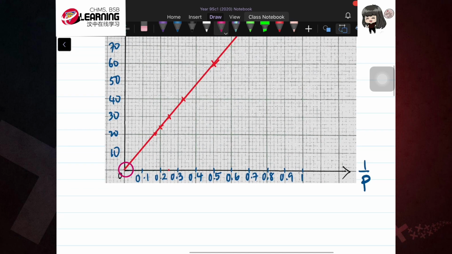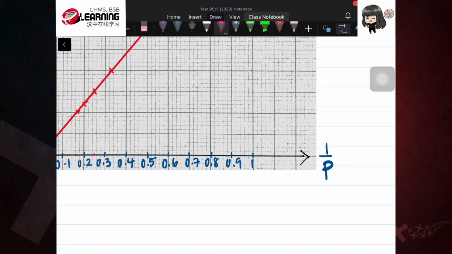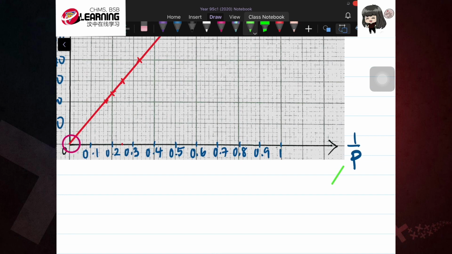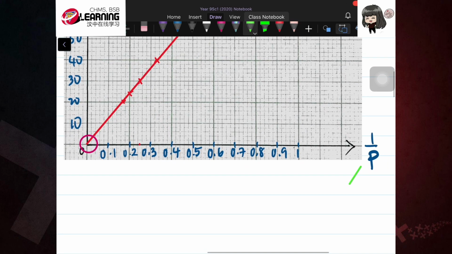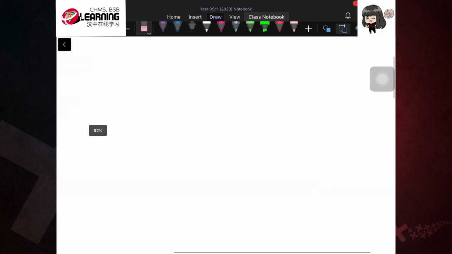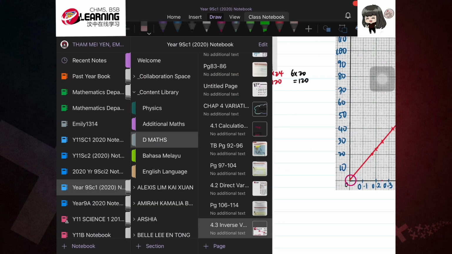Why do I say that it doesn't include 0? Because this is your 1 over p, your x-axis is 1 over p. So if it's 0, it means 1 over p is 0, and p is 0. What happens with 1 over 0? If you press the calculator, it is a math error. It doesn't exist, it's undefined. So you circle that part, which means it doesn't include the 0.